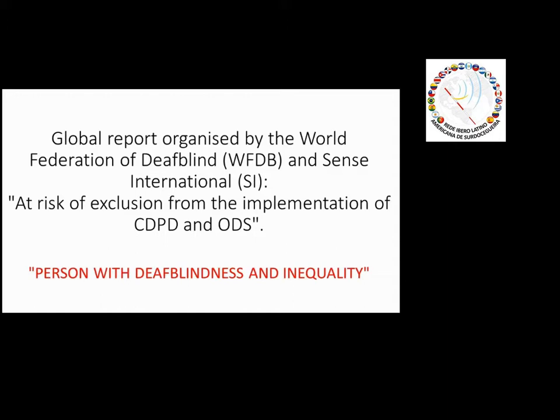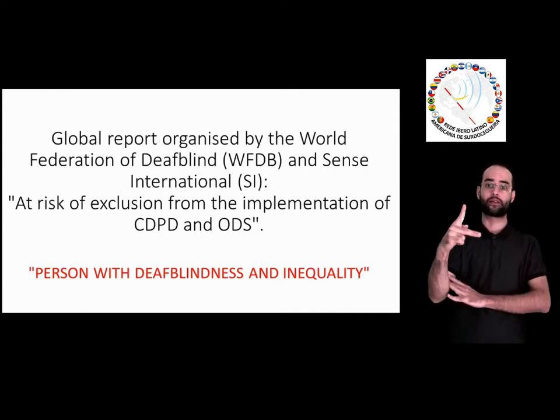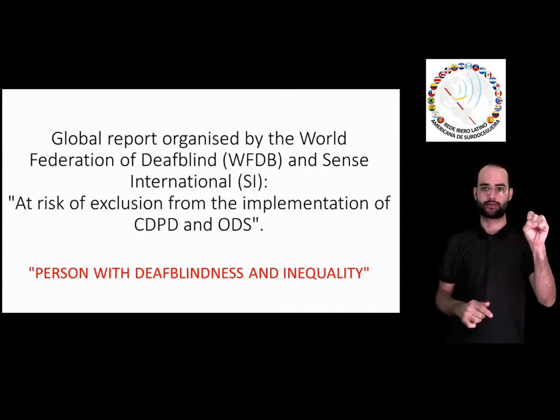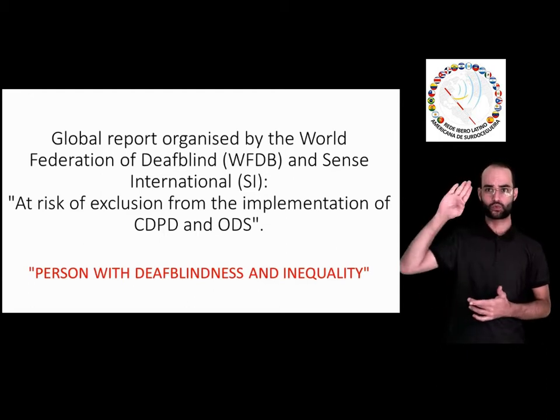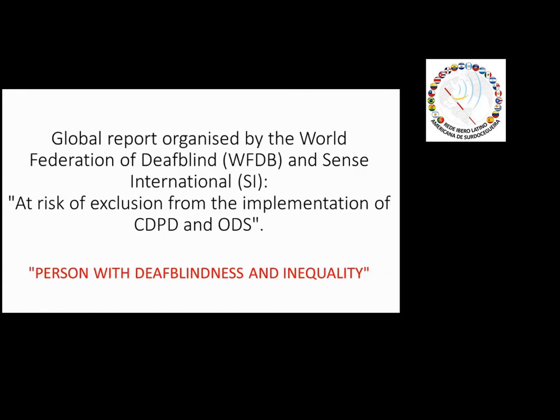In capital letters, centralized black ink is written: Global report organized by the World Federation of Deafblind and Sense International. One line below, in centralized black ink, is written: At risk of exclusion from the implementation of CDPD and ODS. On the next line, in red capital letters, is written: person with deafblindness and inequality.